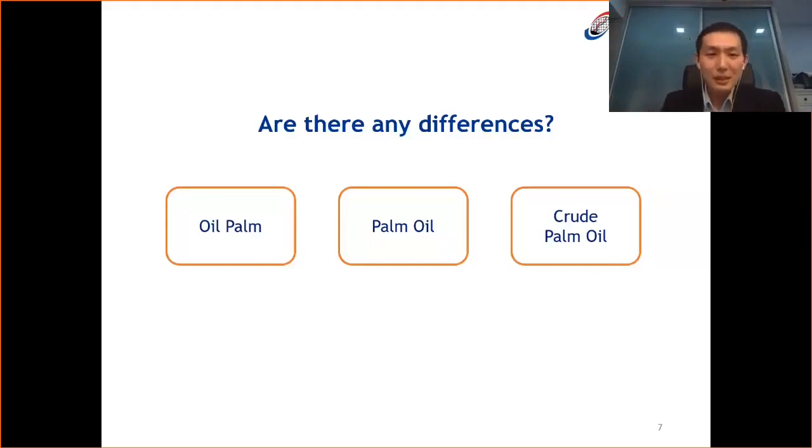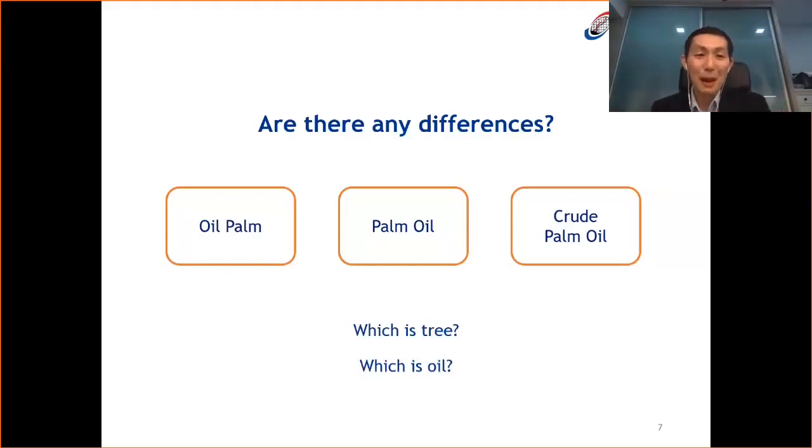Now, the next question is, do you know which of these three items is actually the tree, and which of it is actually oil? Do you know which of it? So I see some of you put palm oil is actually the tree, some put oil palm is actually the tree, but what is actually the tree, all right? Because when it comes to this palm oil product, some people may get a little bit confused about what you're actually trading. Now, the answer is actually this.